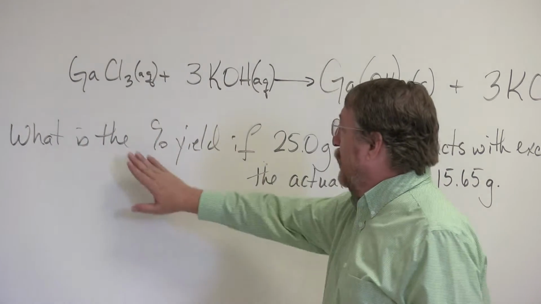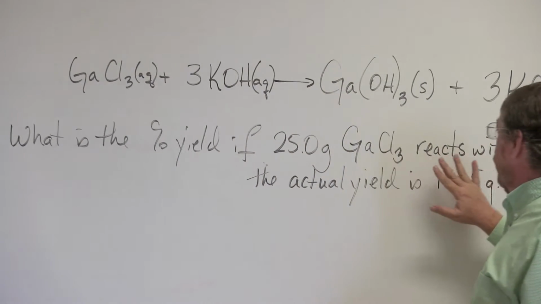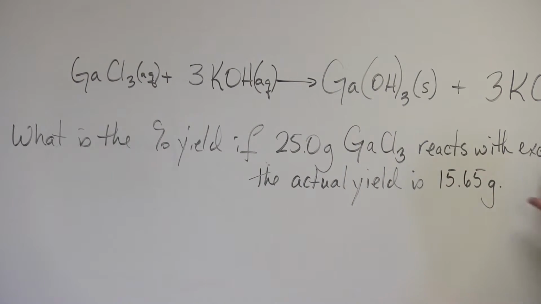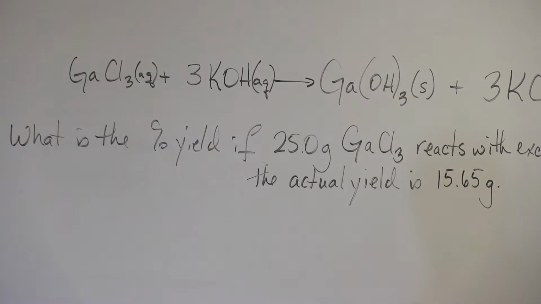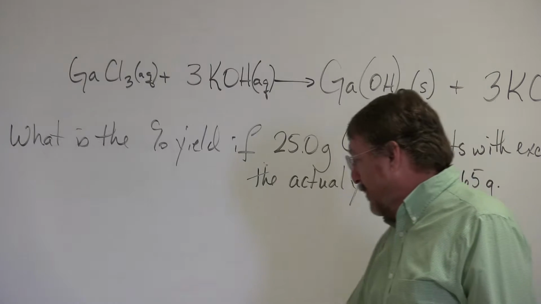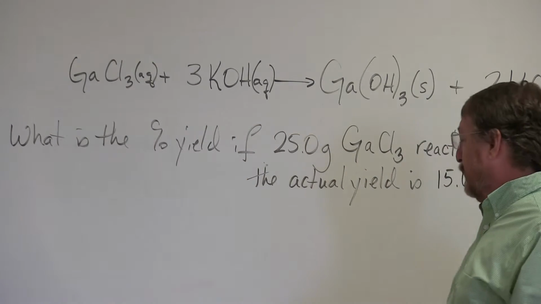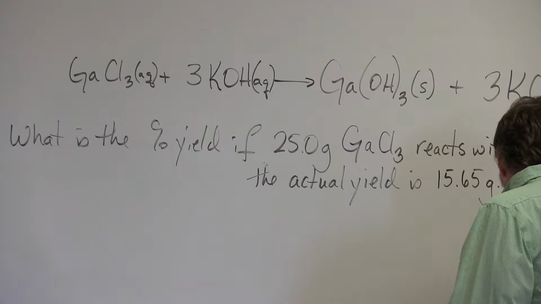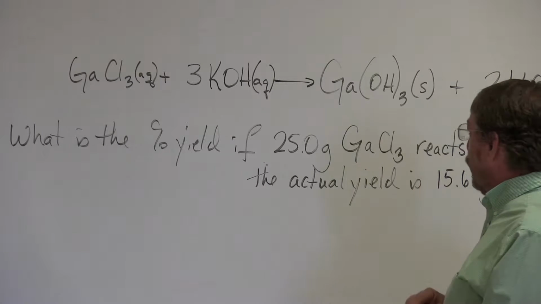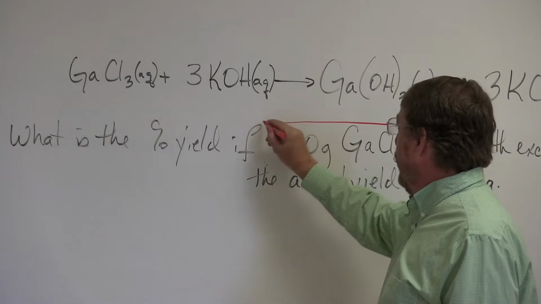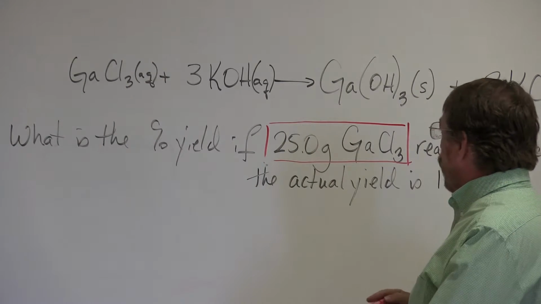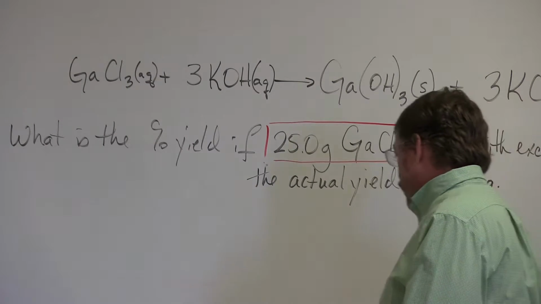Okay, what is the percent yield of 25 grams of gallium chloride reacting with excess KOH if the actual yield is 15.65 grams? Well, we know how to do grams of A to moles of A to grams of B to moles of B. So our given here is 25 grams of gallium chloride. We're going to calculate the percent yield.